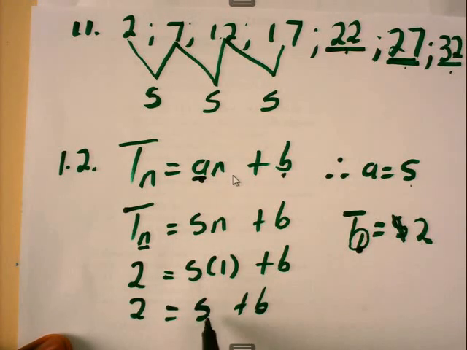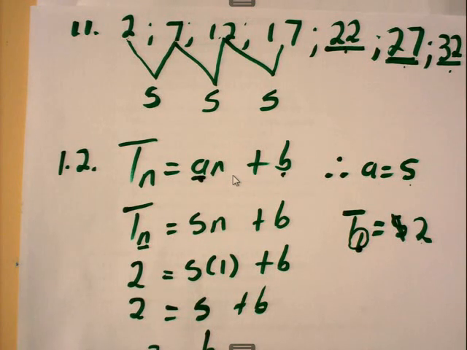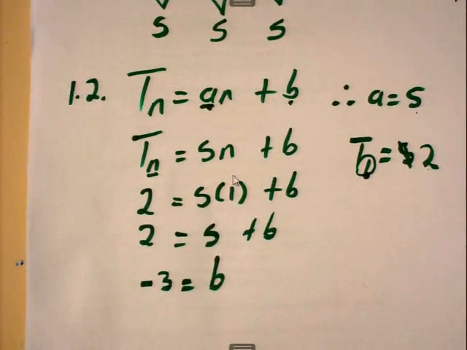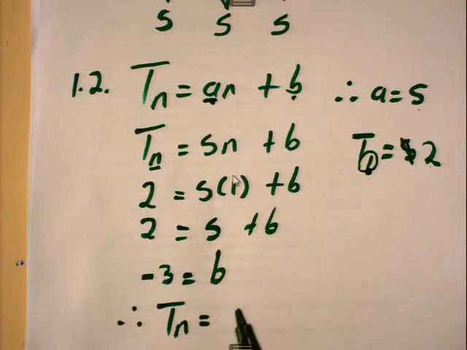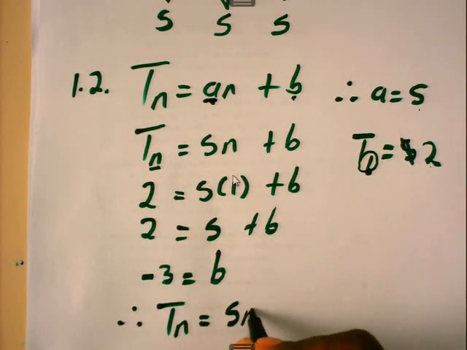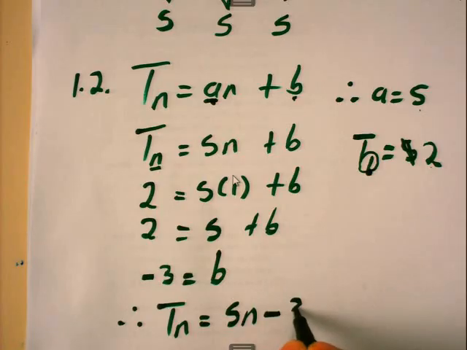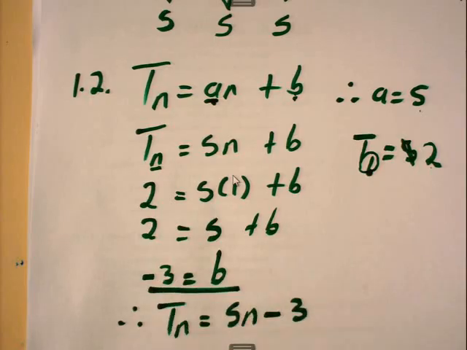Transpose 5 to the left, and you'll be left with b on the right hand side. On the left hand side, it will be 2 minus 5, which will give you negative 3. There is our negative 3. Then we conclude, therefore, the nth term will be equal to an plus b. Our a is 5. It's going to be 5n minus 3, because the value of b here is negative 3.